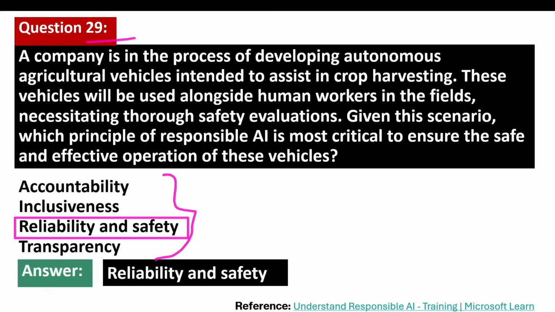According to the reliability definition in AI, reliability refers to a system's ability to consistently perform its intended functions under predefined conditions. This includes robustness, accuracy, and dependability. Safety in AI involves protecting human life and preventing harm, particularly when AI systems operate in physical environments or make decisions affecting individuals. So, in this particular question, reliability and safety is very important because we are dealing with agricultural autonomous vehicles which will be working alongside humans.